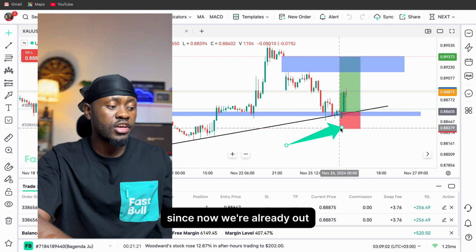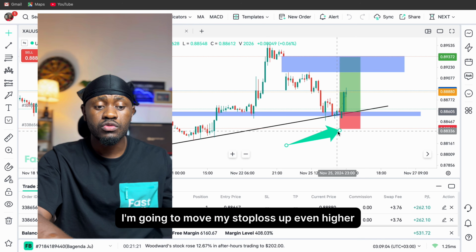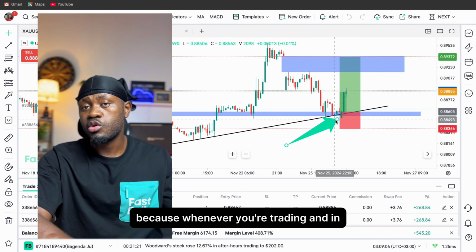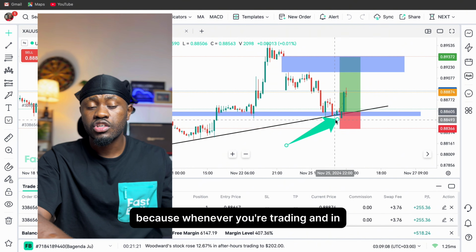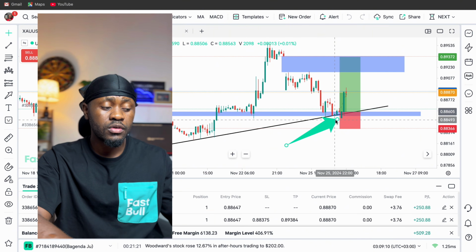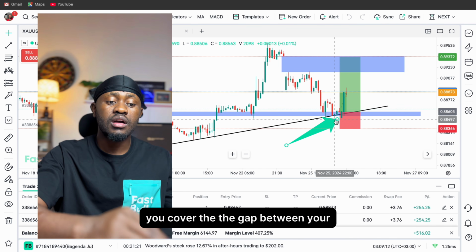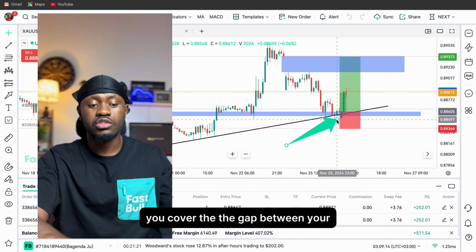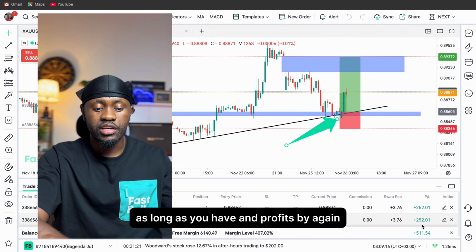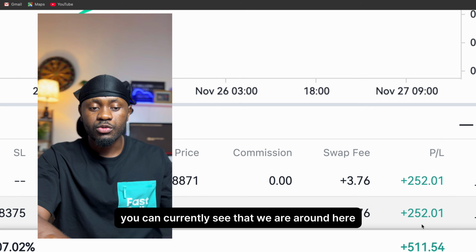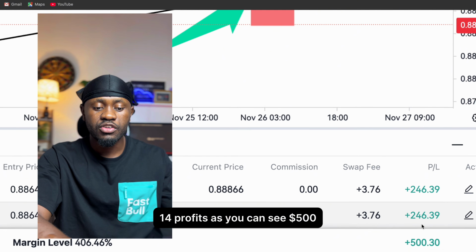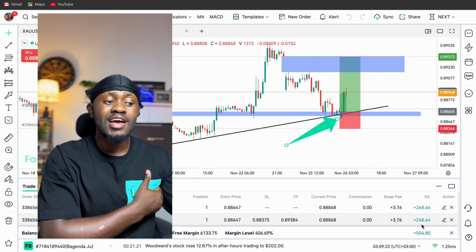So since now we're already up 25 pips, I'm going to move my stop loss up even higher, because whenever you're trading and then you have profits, you always want to make sure that you close off, you cover the gap, reduce the gap between your stop loss, as long as you have secured some profits. But again, you can currently see that we are floating profits, $500.